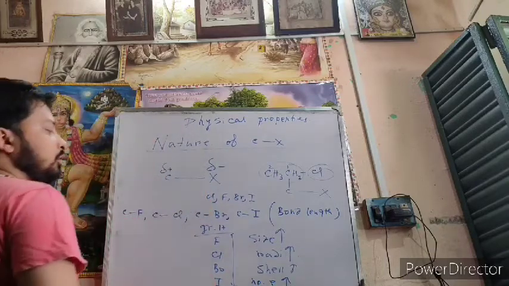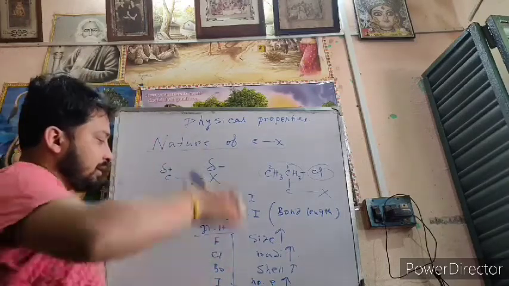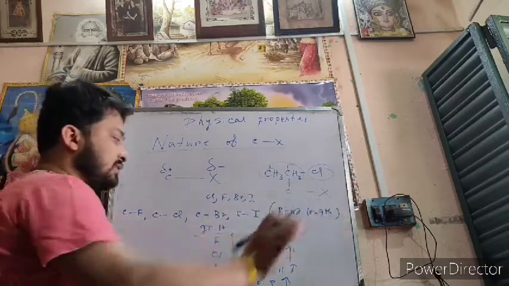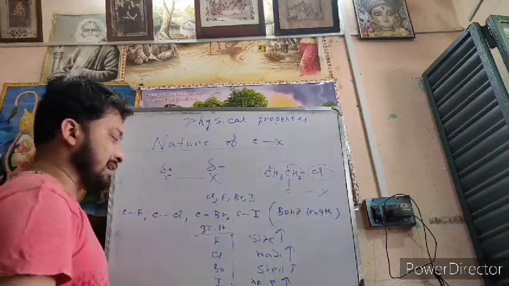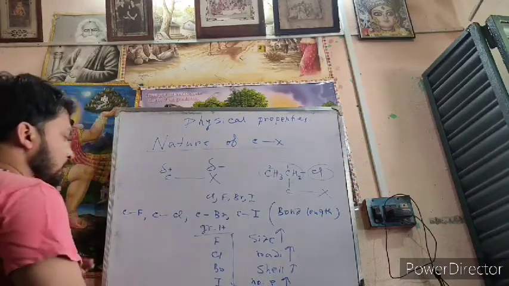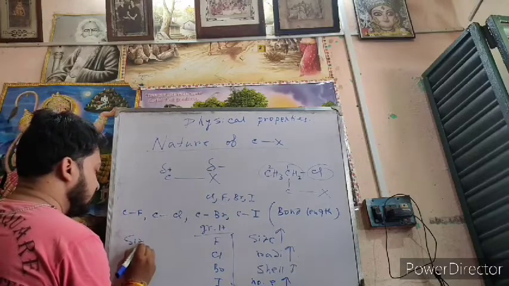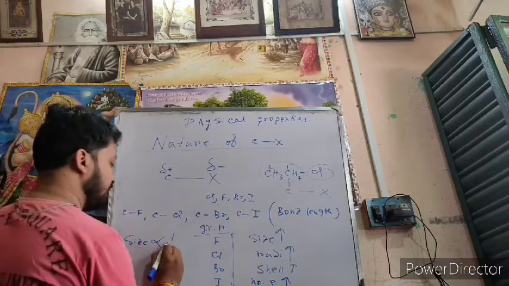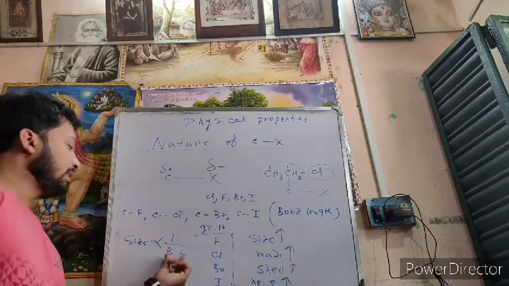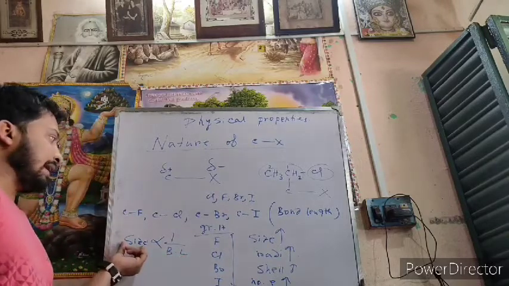Okay. So down the group from fluorine to iodine, size is increasing because radius is increasing, because shell is increasing, because the number of electrons is increasing. So we know the bond length is inversely proportional to the size.